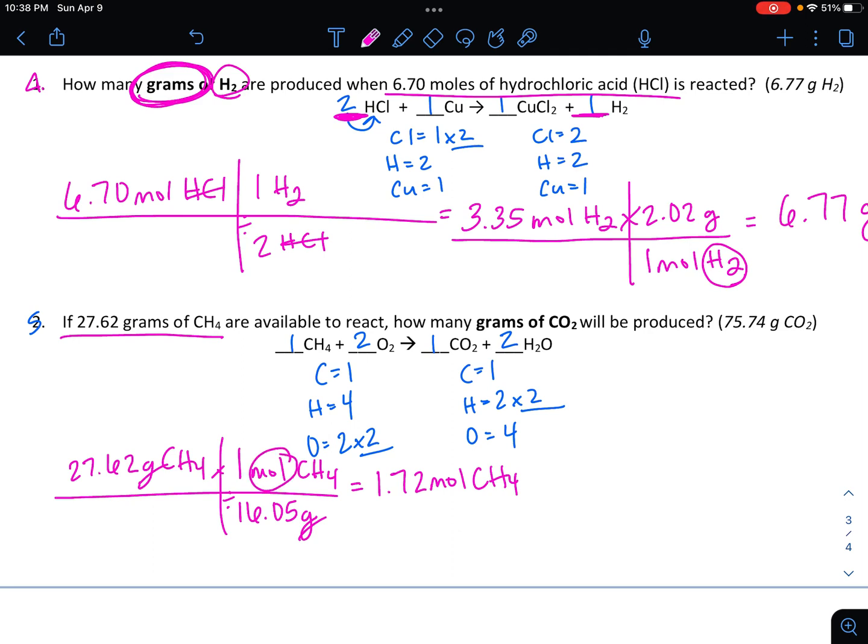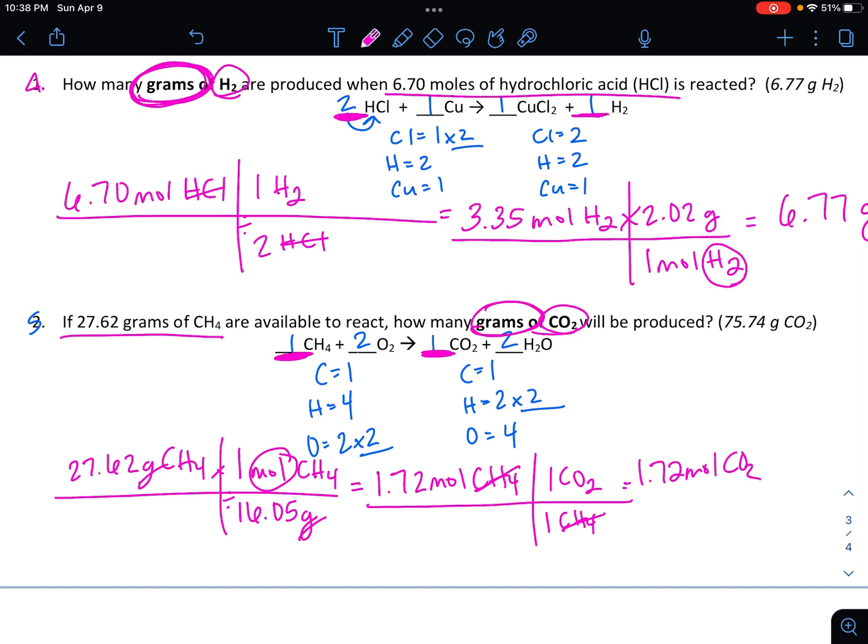So now that I have moles, now I can use my big numbers to convert. CH4, here it is. I just have 1. And then I'm looking for CO2. So here it is. There's just 1. So my CH4s cancel out. So now I'm talking about CO2. So I have 1.72 moles.